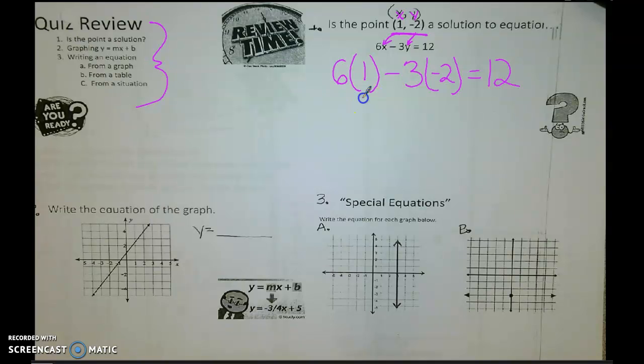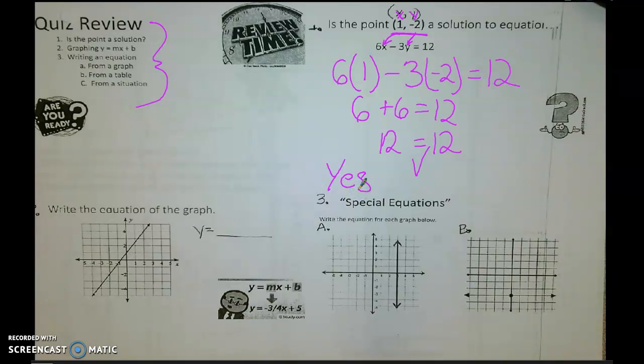So 6 times 1 is 6. Negative 3 times negative 2 is a positive 6. 6 plus 6 is 12. Does 12 equal 12? Yes, it does. So it is a solution.